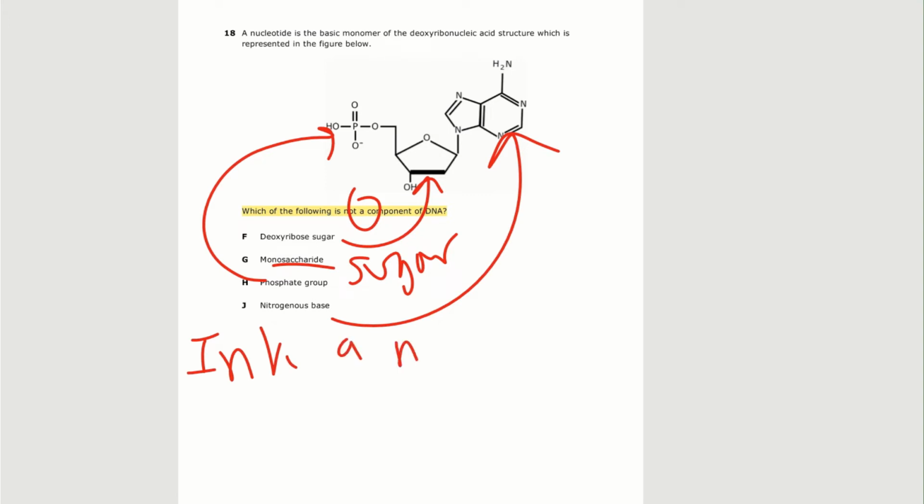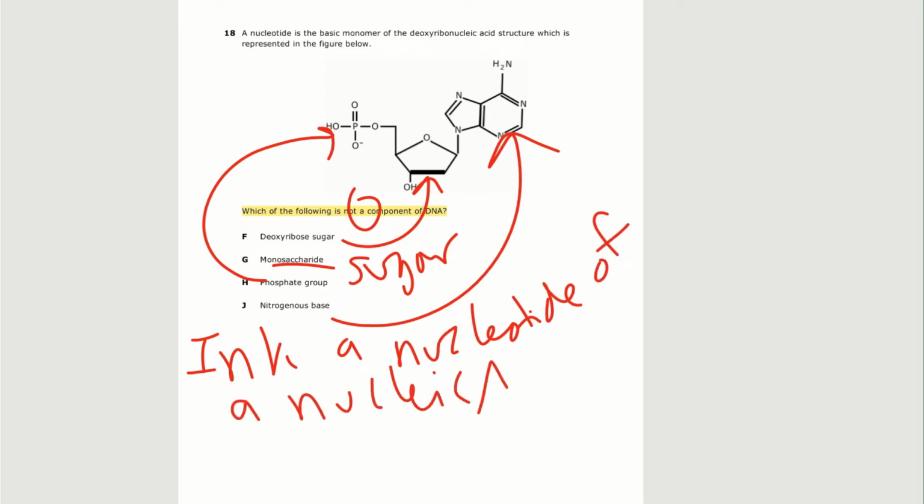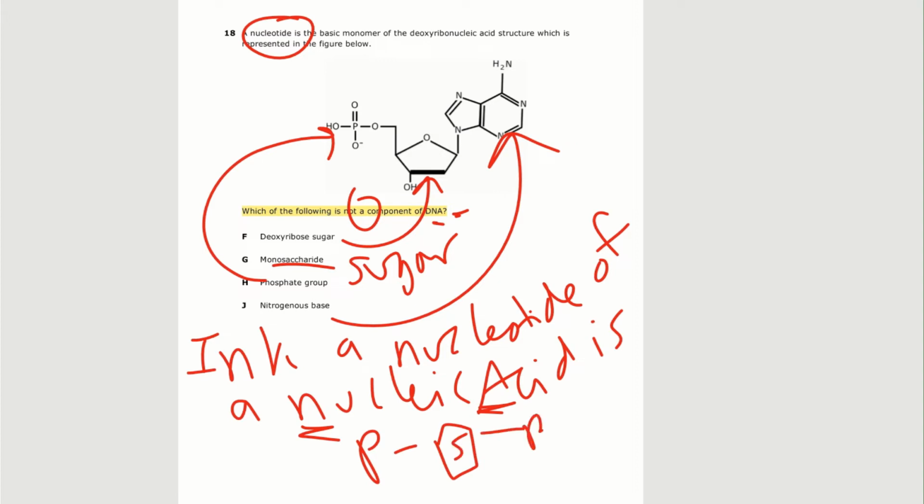I now know a nucleotide of a nucleic acid. That's DNA. You see the N and the A? DNA. Nucleotide is phosphate, sugar, base.